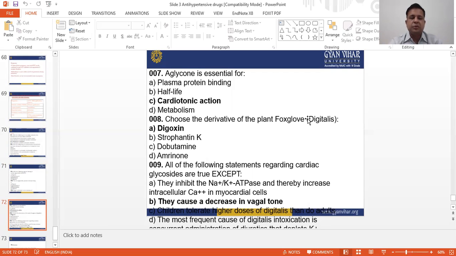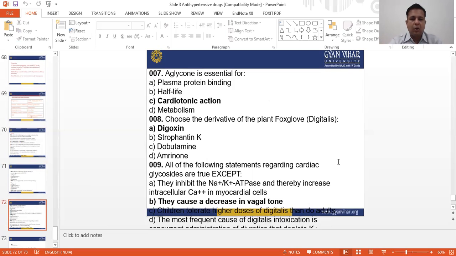Next question: choose the derivative of the plant foxglove, that is digitalis. Four options are as follows: A, digoxin; B, strophanthin K; C, dobutamine; and D, amrinone. The correct answer is A, digoxin.